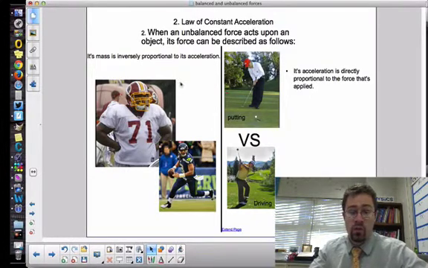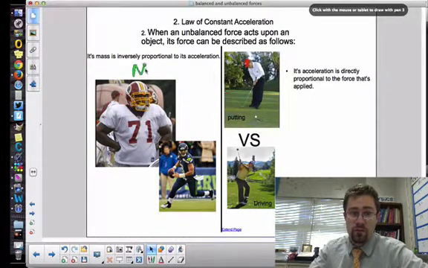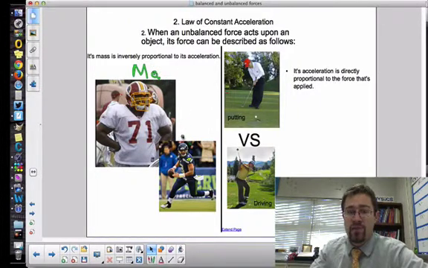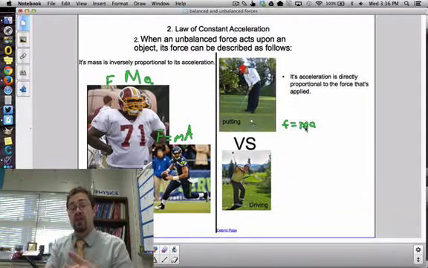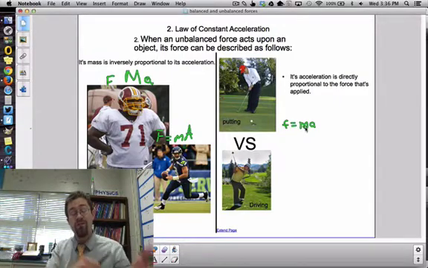And so when mass goes up, I'm going to do a capital M, acceleration goes down. That's a lowercase a. But if mass is low, acceleration goes up. And that is if the force remains constant. I must remember that as well. If the force is the same that's applied, then this happens. And so Newton's second part is that its acceleration is directly proportional to the force that's applied.